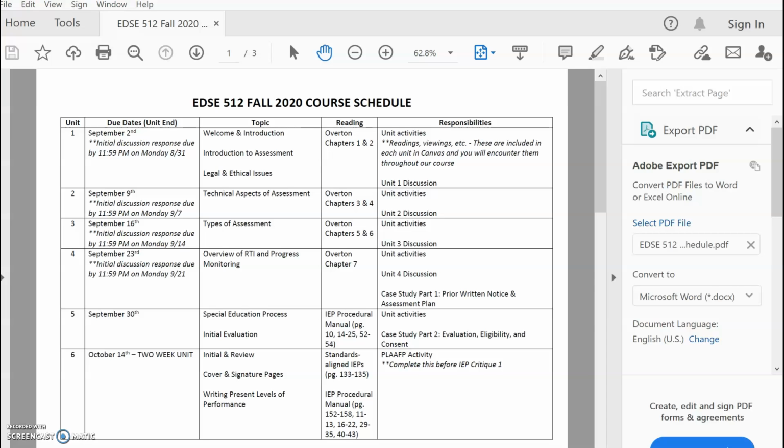Remember to keep a close eye on the course schedule document. After Unit 1 closes on the Wednesday night at 11:59 p.m. Mountain Standard, Unit 2 opens on the following Thursday. It's important to recall the initial discussion deadline. If you have any questions regarding timelines and deadlines for discussion posts and responses, please let me know.